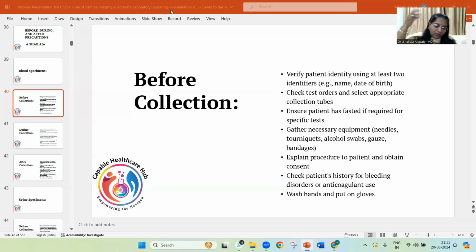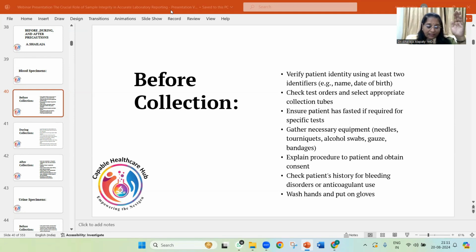Sometimes what happens, patients will come after 2 days and they'll take a printout. That's fine, ma'am. Authorized, I understood. But what about the collection time? There is a billing time and sample collection time, sample received time. What is supposed to be mentioned on the report actually as per NABL?